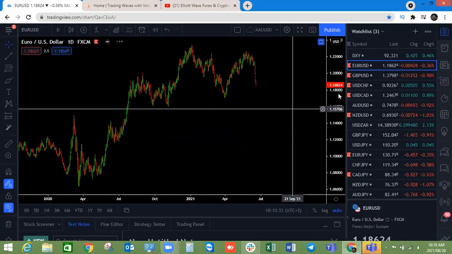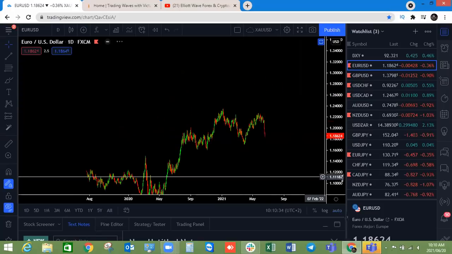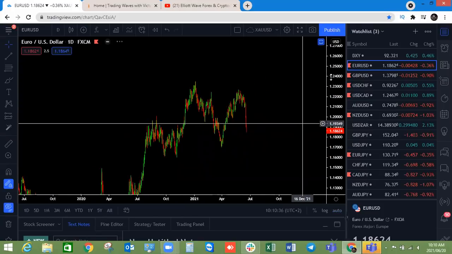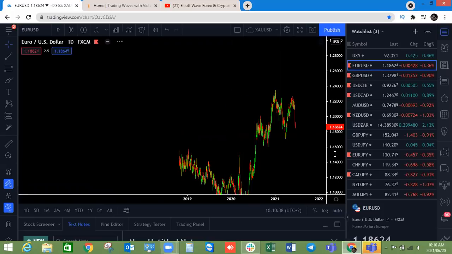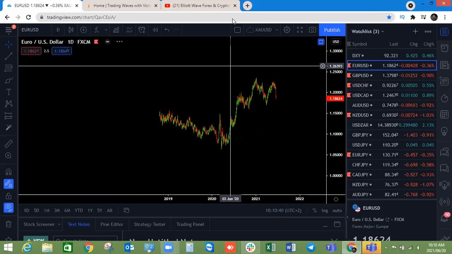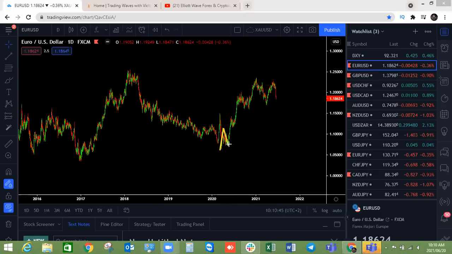So this is the daily chart on Euro US dollar. If you remember what we're looking at here on Euro US dollar, we have been looking at these to have completed a 4th wave here. Let's make it clear, 1, 2, 3. We're looking at this one to be a 4th wave and a move to the upside. So we are already counting 5 waves for this one.